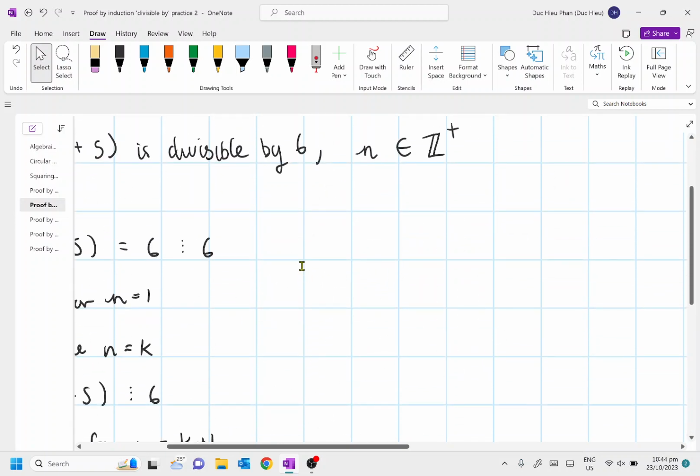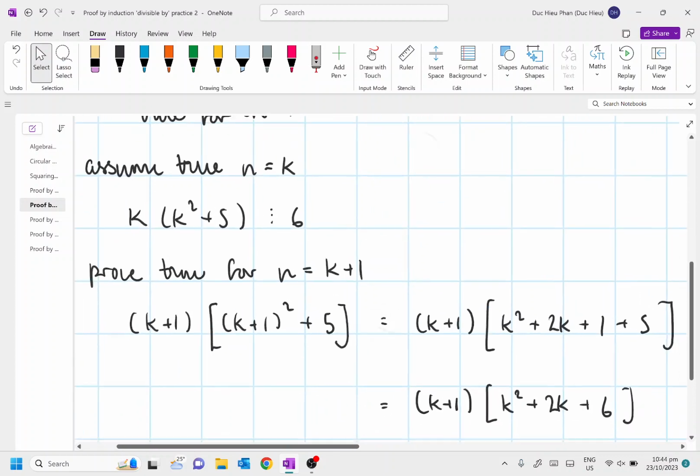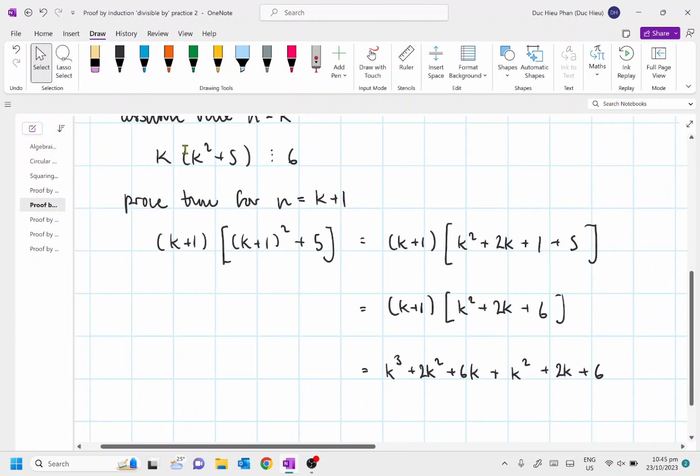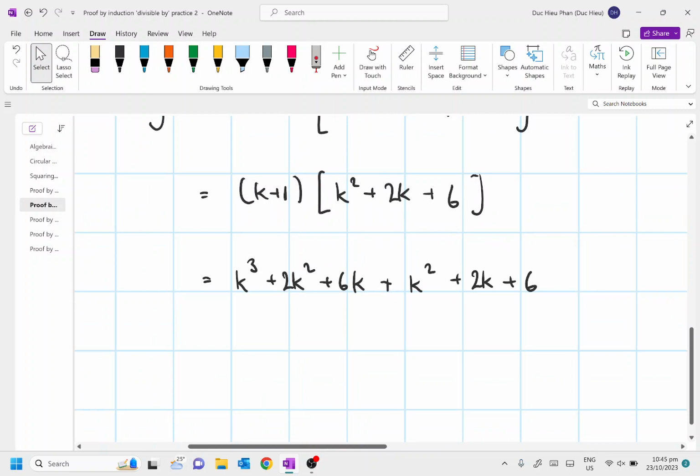Okay, and now we want to arrange it so that we see k squared plus 5. K times k squared plus 5 actually expands into k cubed plus 5k. So we have k cubed plus 6k here, and we can just detach that into 5k plus 1k.